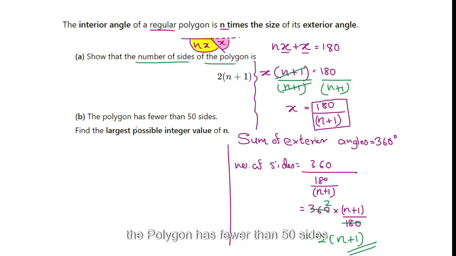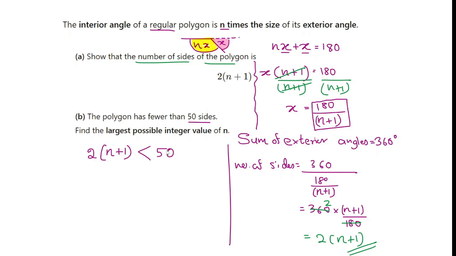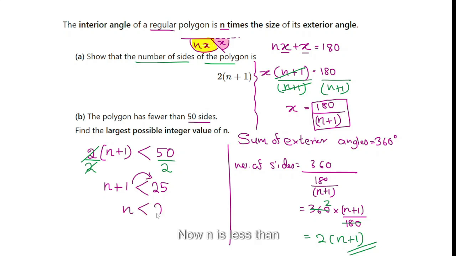Part B. The polygon has fewer than 50 sides. We know the number of sides is given by the expression 2(n + 1), so it says the number of sides is less than 50. So 2(n + 1) is less than 50. Now this is simply solving an inequality. This is a combined question where you have a bit of polygons and inequalities in the same question. So divide both sides by 2, and I get n + 1 on the left hand side. 50 divided by 2 is 25. Move the 1 to the other side. Now n is less than 24. Why 24? 25 take away 1 is 24.